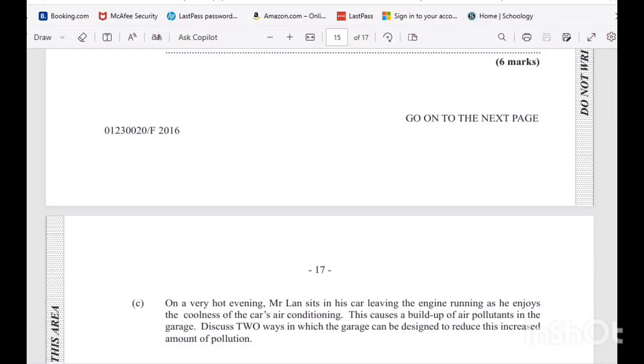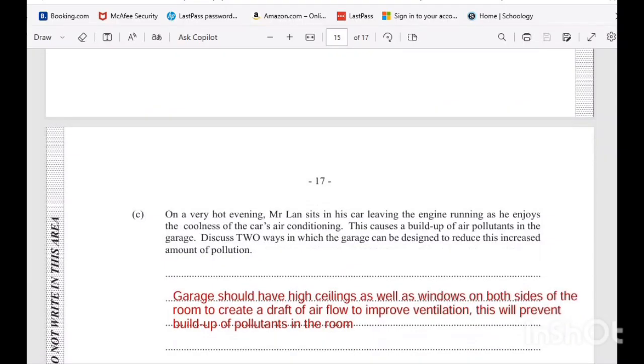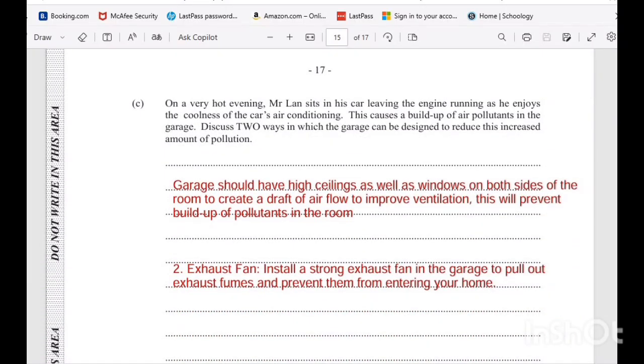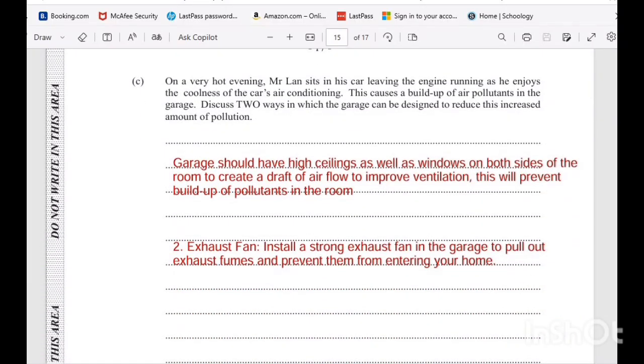This causes a buildup of air pollutants in the garage. Discuss two ways in which the garage can be designed to reduce this increased amount of pollution. So there are two ways he could have designed his garage. One, the garage should have high ceilings as well as windows on both sides of the room to create a draft of airflow to improve ventilation. This will prevent buildup of pollutants in the room.